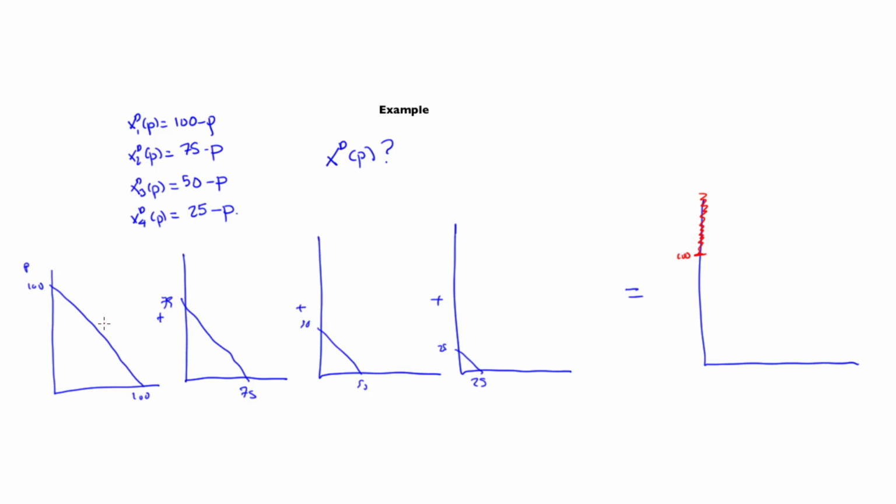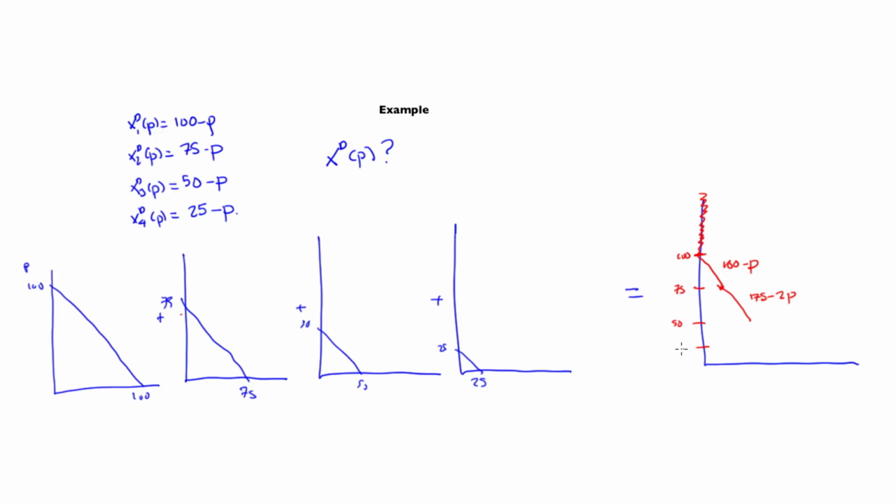Between a price of 100 and 75, the only person that demands anything is consumer 1. So in this region the demand is equal to the demand of consumer 1, which is 100 minus P. Between 75 and 50, both consumer 1 and 2 demand, so aggregate demand is going to be the sum of both of their demands, given by 175 minus 2P.